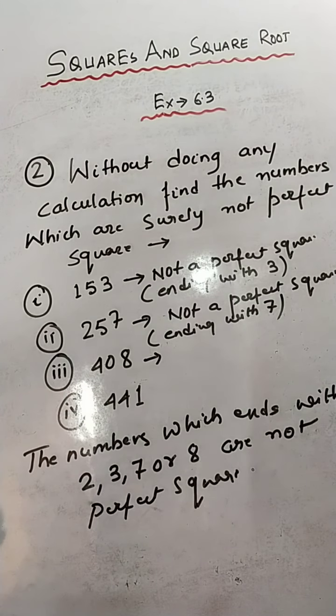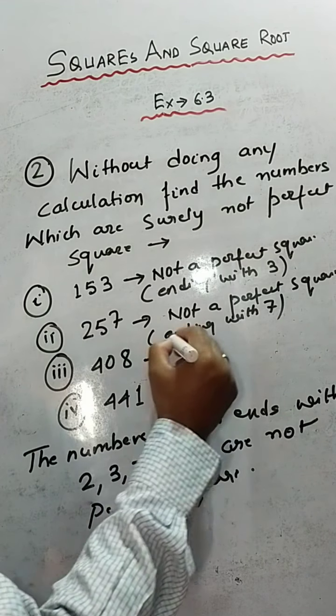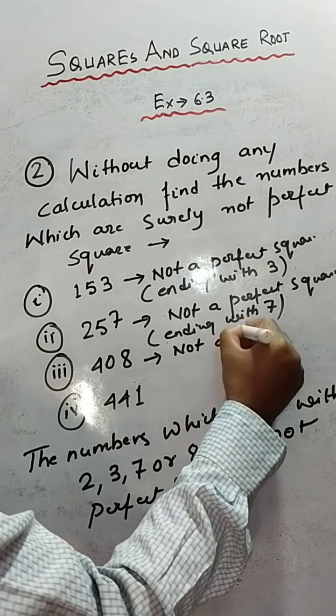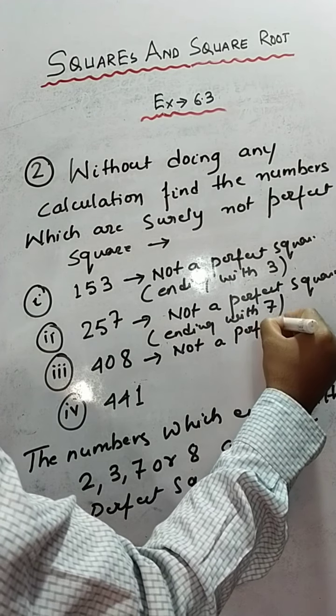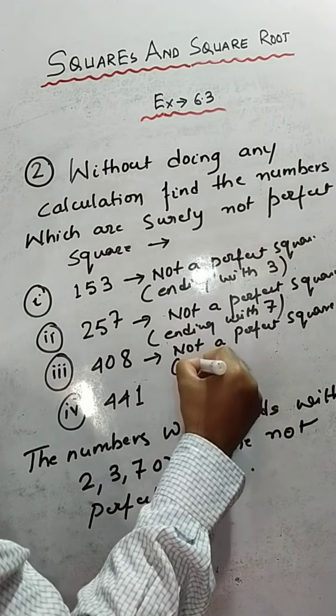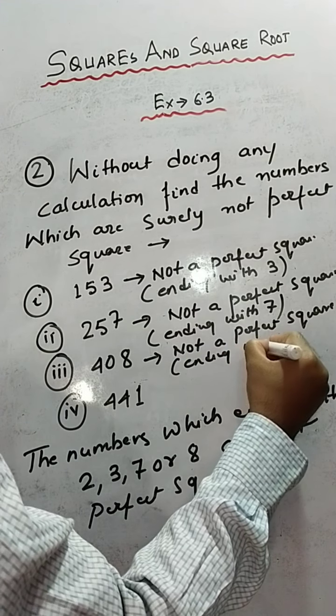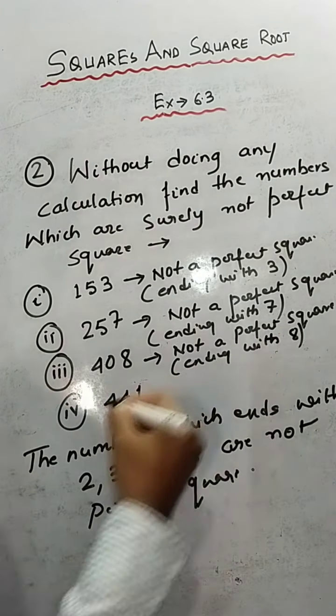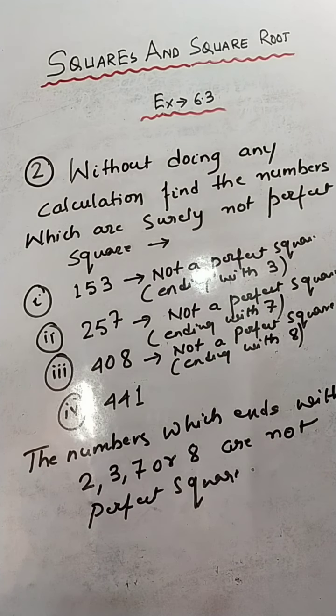Now is this number a perfect square? No, it is not a perfect square, because it is again ending with 8. So first of all we'll write not a perfect square. Why? Because ending with 8, isn't it?